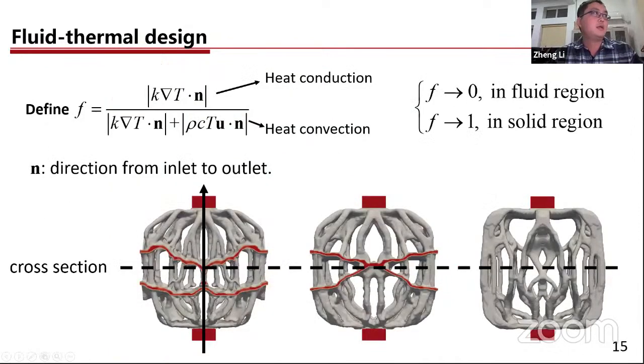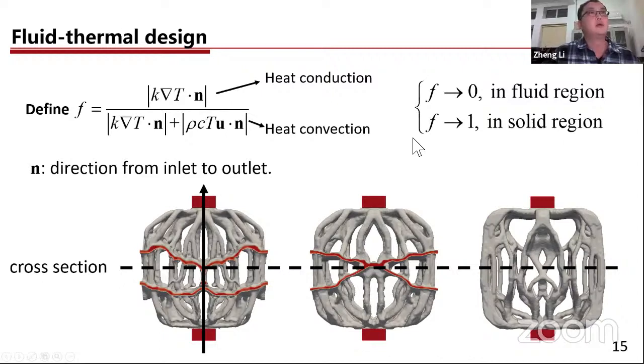But we're still wondering why these walls are formed, so we did some further investigation. Here we define this F as the proportion of heat conduction in the total heat movement. Here, this is the heat conduction and this is the heat convection, and this N means the direction from inlet to outlet, like this black arrow. F should be very small in the fluid, because in the fluid, the convection is usually much higher than the conduction.